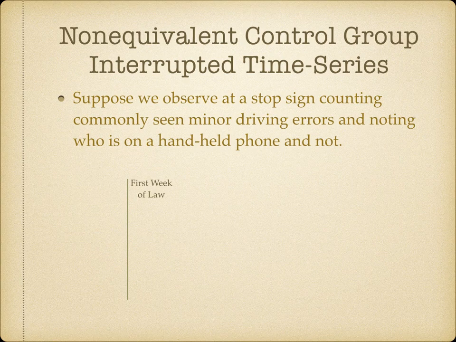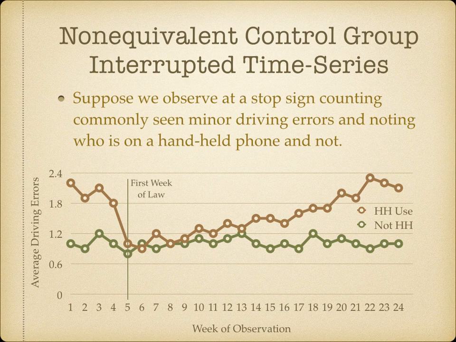And I'm imagining that we're collecting data in this case over the course of weeks, and there's a reason for that. I want to illustrate a possibility of an outcome. If we look at this, we see that before the law, the 4 weeks before the law, we are measuring the average number of driving errors per person that we observed, either on a handheld phone or not. And I'm imagining that the handheld phone persons are typically making on average 2 errors. That's probably higher. All of this is probably higher than we would actually see. But the non-handheld persons are averaging about 1 error per time they arrive at the stop sign.